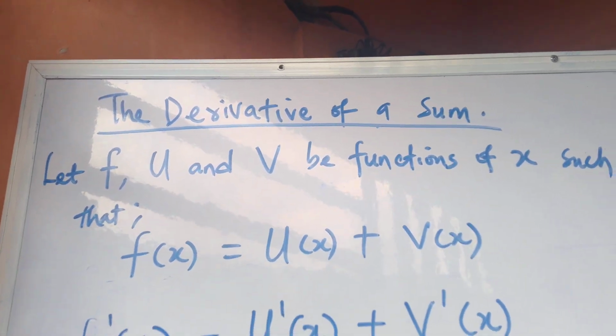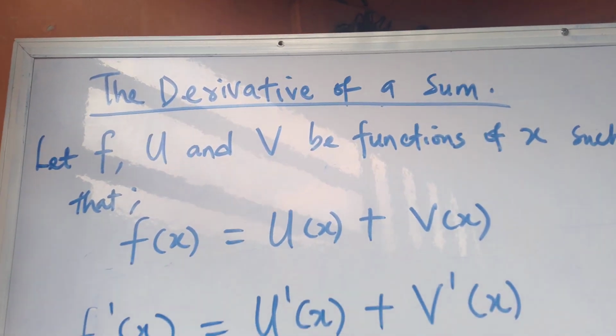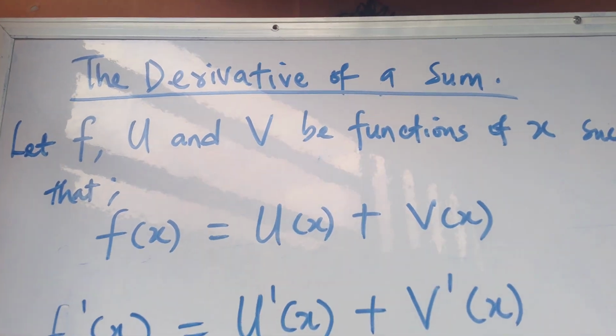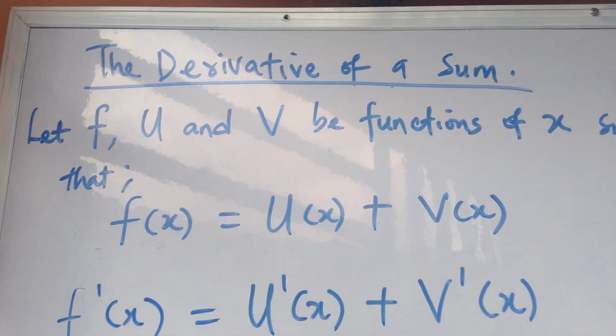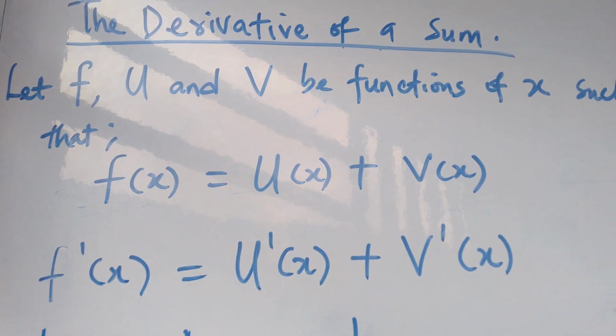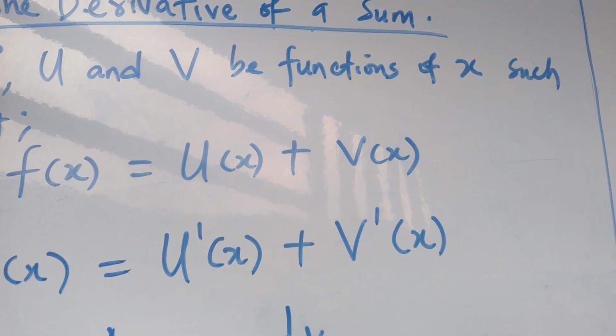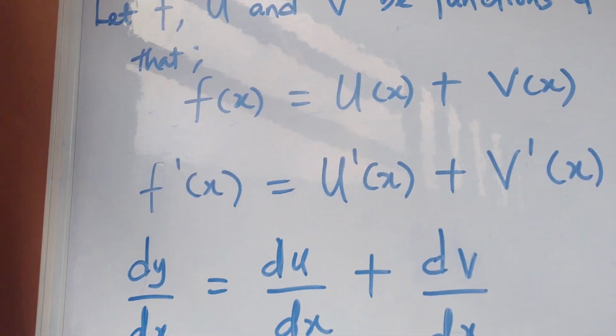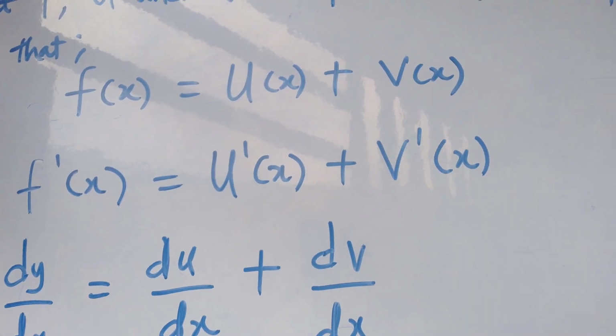So we'll look at the derivative of a sum. The derivative of a sum. Let f, u, and v be functions of x such that f of x is equal to u of x plus v of x. So f prime of x will be equal to u prime of x plus v prime of x.